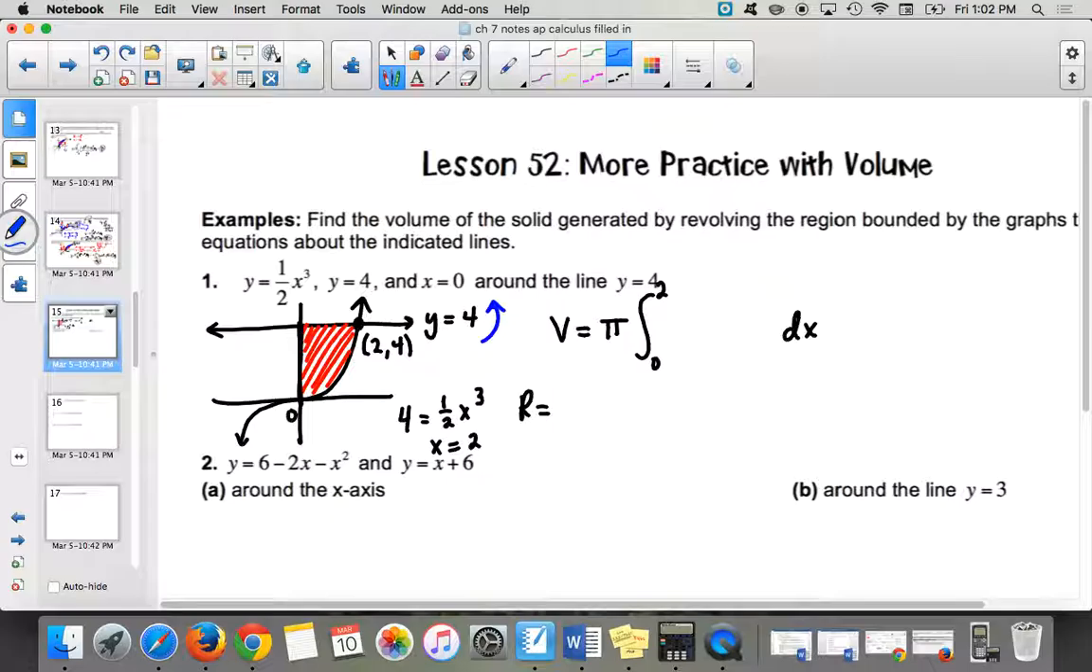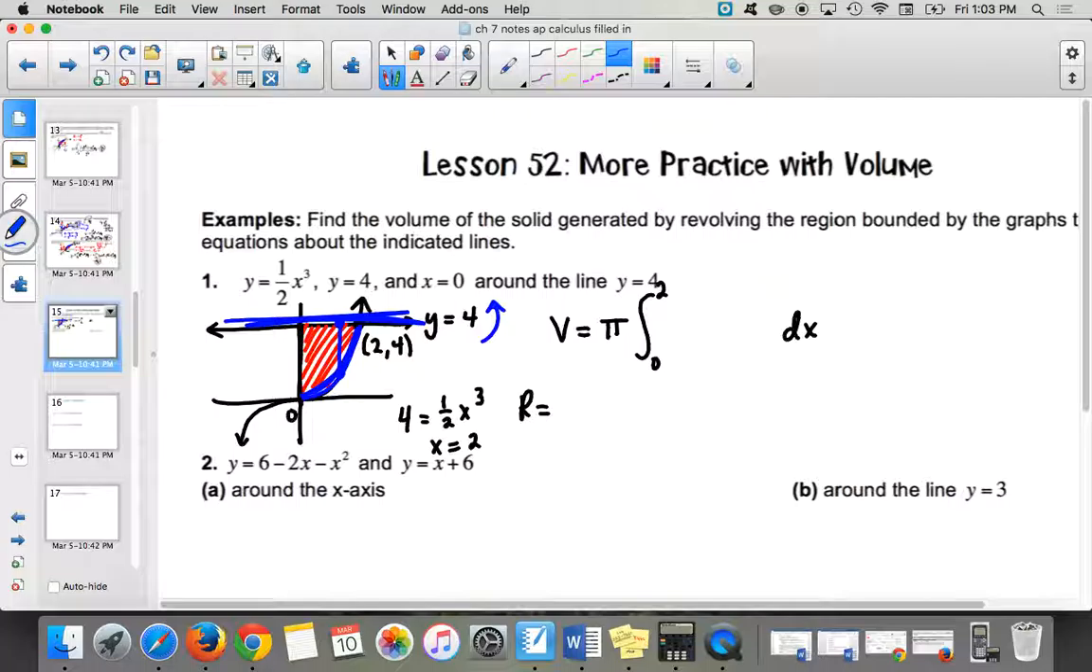So when you draw your outer radius, you always go from your axis of rotation all the way to the outside of the curve. It is not 4. Mine looked kind of like 4 because I didn't draw it very well. But what if I started here? That's not 4, right? I could start anywhere between 0 and 4. It's 4 minus 1/2 x cubed. Okay, it's because we're asking for the distance between this line and this curve.